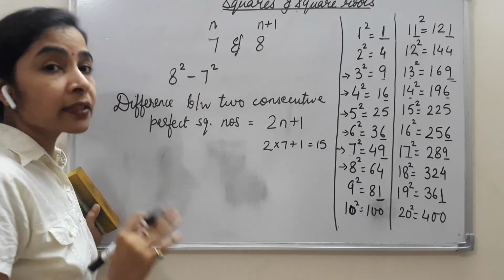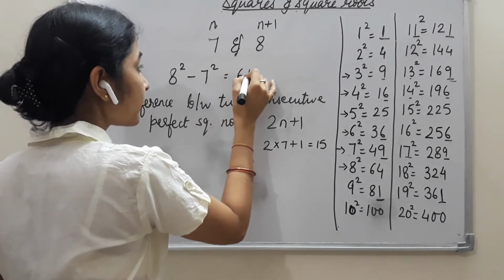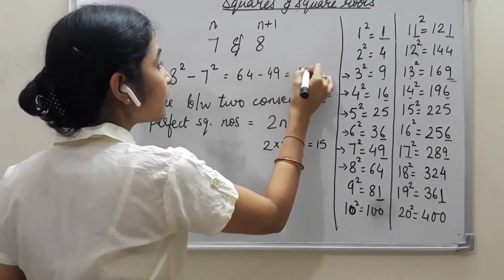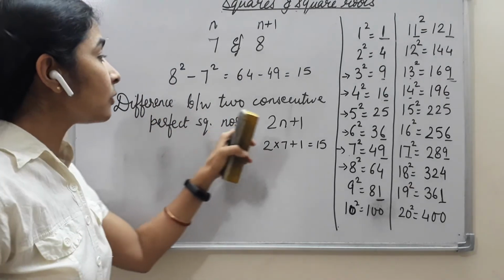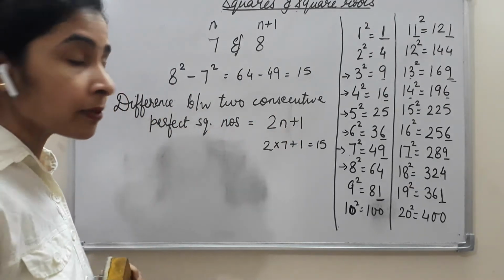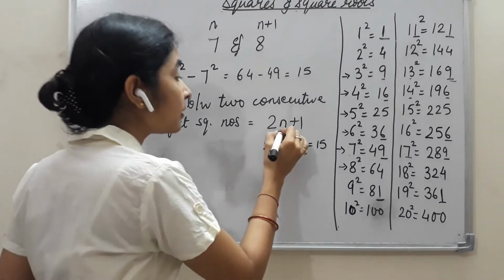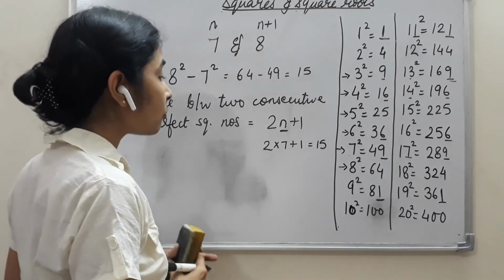Now let's see whether our answer is correct or not. So 8 square is 64 and 7 square is 49. 64 minus 49 is equal to 15. So the difference between two consecutive perfect square numbers is always 2n plus 1, in which we take n as the smaller number. Let us take one more example.